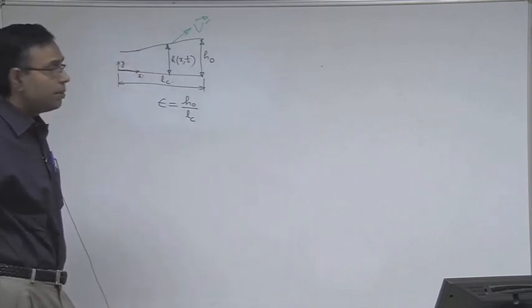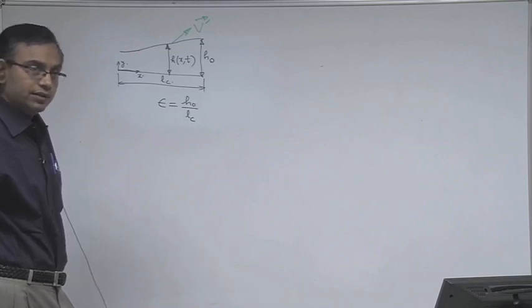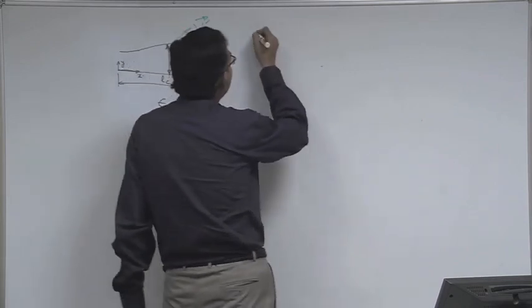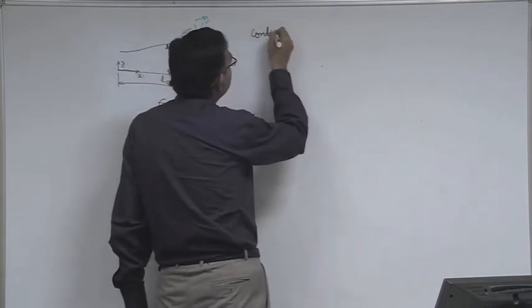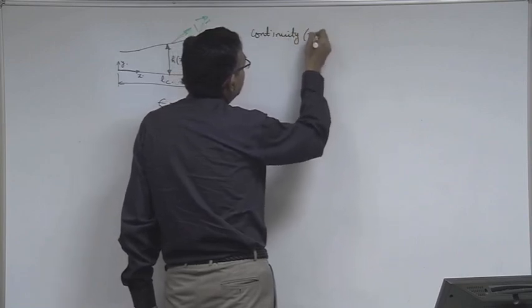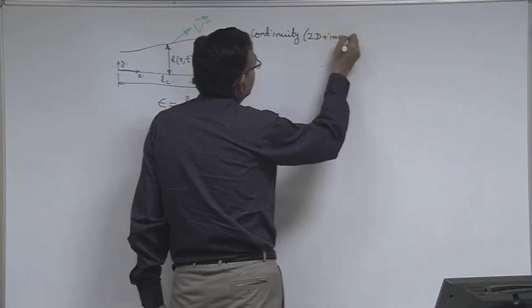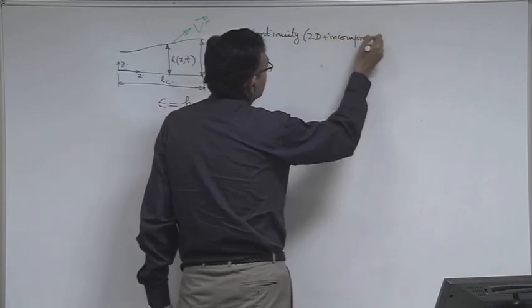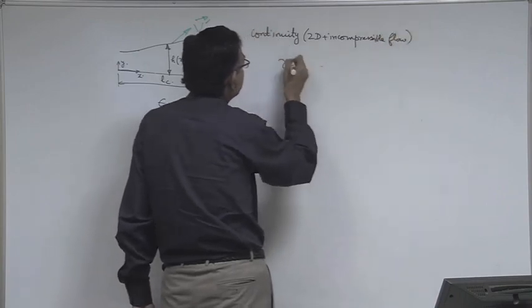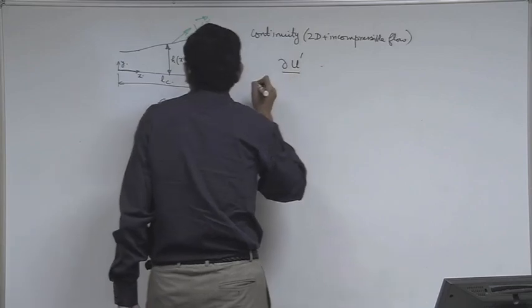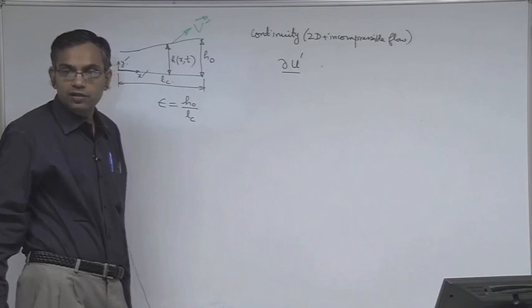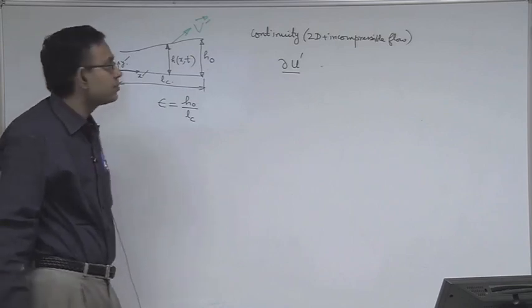And we will begin with the continuity equation. Let us assume that it is an incompressible flow. So, the continuity equation for two dimensional incompressible flow. This is x prime and this is y prime in terms of dimensional coordinates. Dimensionless, they will be x and y.